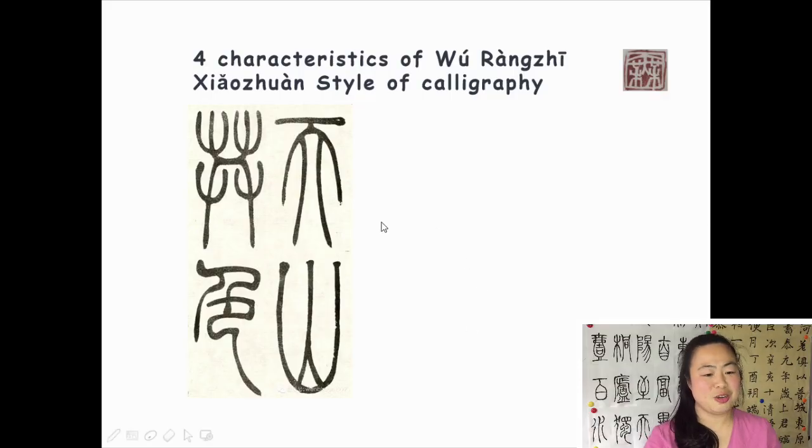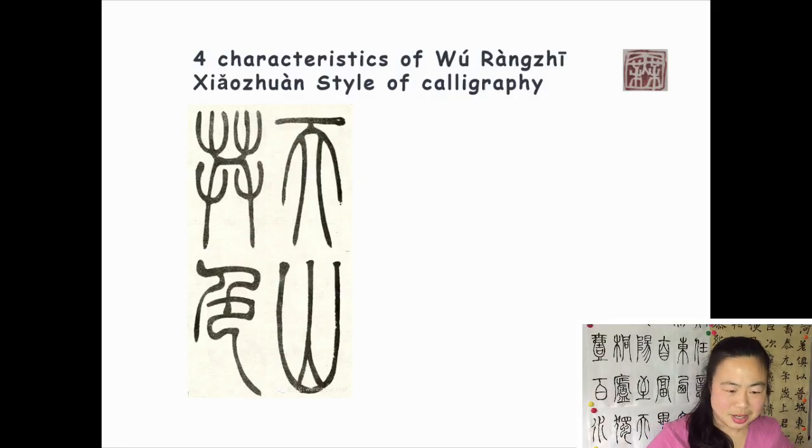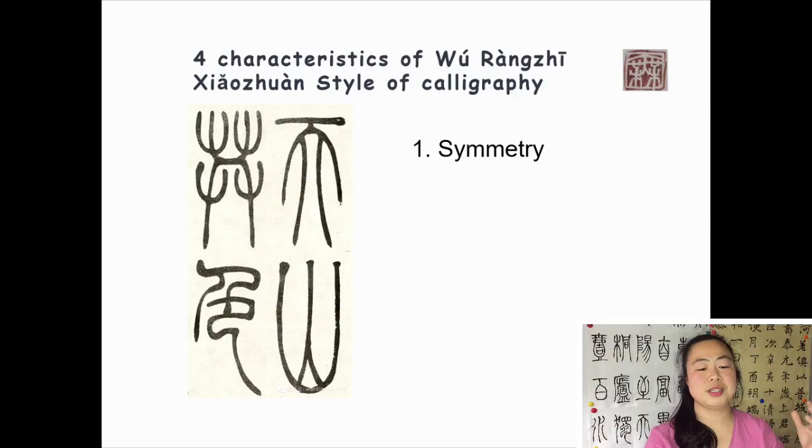So in Xiaozhuan calligraphy, different calligraphers may have their own style, but Master Wu Rangzhi, this is his style, and I think this style perfectly fits this article. So the first characteristic is symmetry. Symmetry is the characteristic in Xiaozhuan style, not only in Wu Rangzhi style, and also in the Chinese writing system, and also in Chinese civilization, including architecture and nearly everything. If you come to China, you will know.